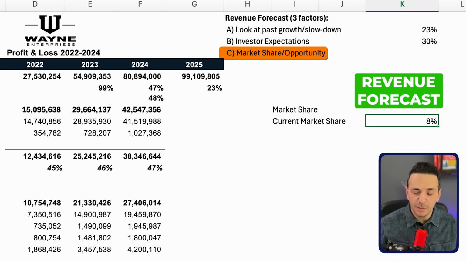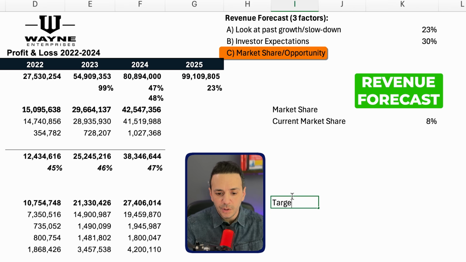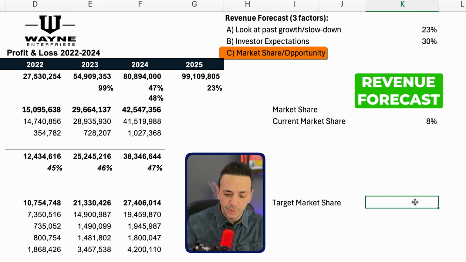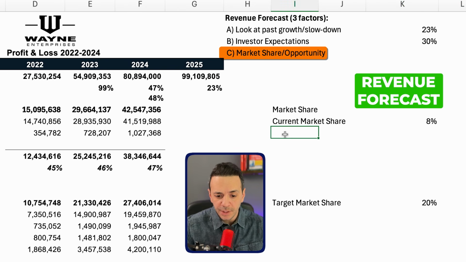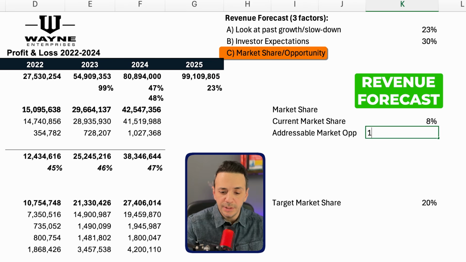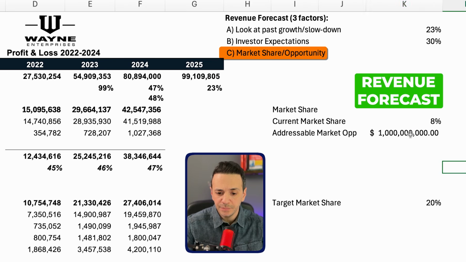Once we know what our current market share is, we can say what is our projected or targeted market share in 5 years. So target market share is 20%. Put that here. So we know our current market share and our target market share. We'll put in our addressable market or the market opportunity. In our case, it happens to be $1 billion. So we put that in.